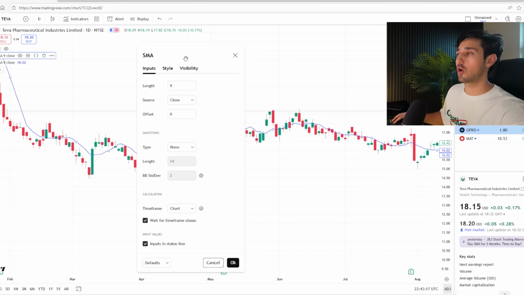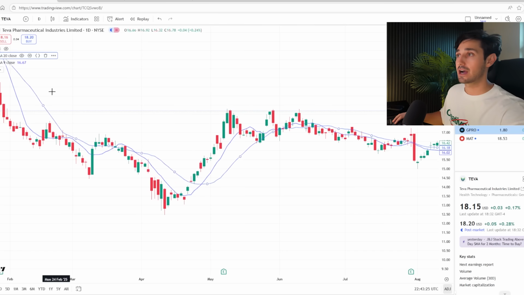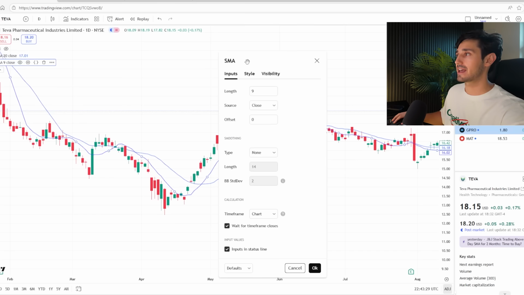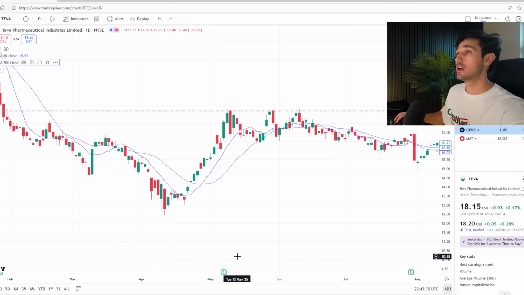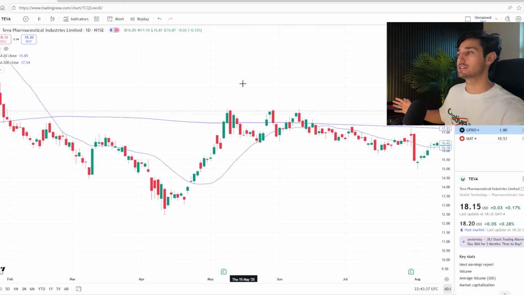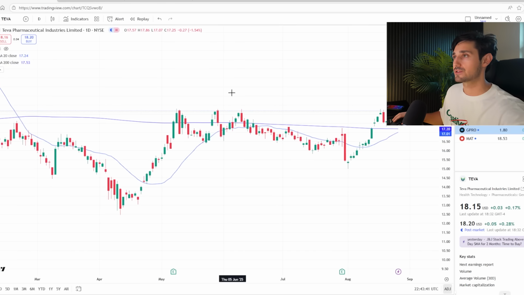And once you do that, all you need to change is, you wanna change the length of 9 to 20, and then press OK. Now go to the other one and do the same exact thing. Hover over it, go to settings, and from here, the length is 9. And this time, you're gonna change it to 200. And voila, these are the only 2 indicators I have ever used in my trading.